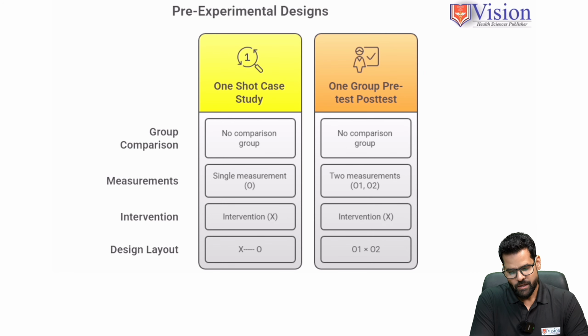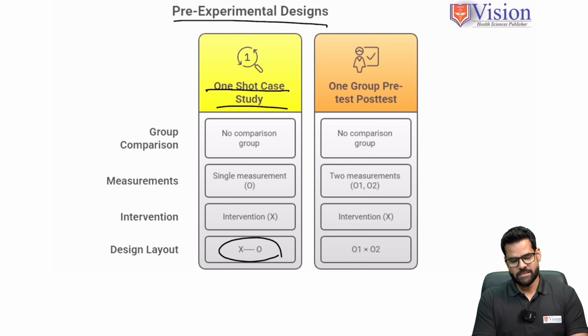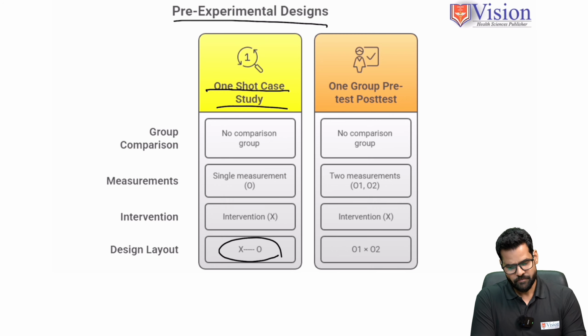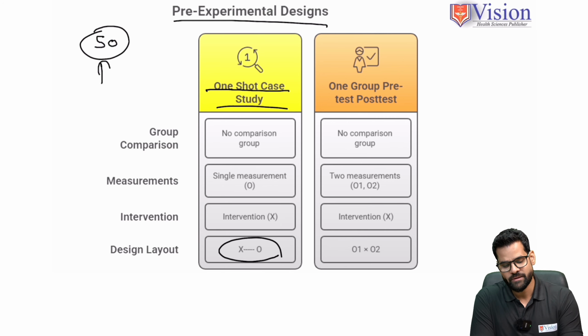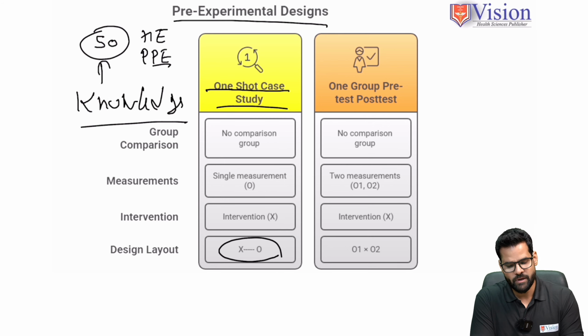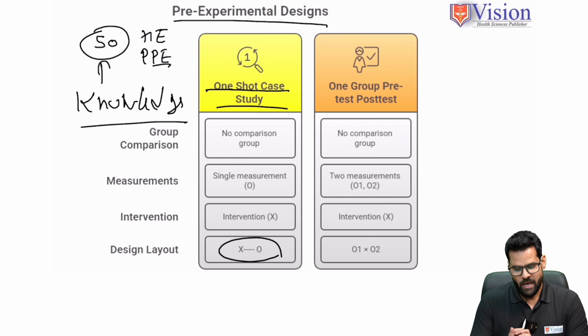In that we'll talk about the two basic designs here. One is the one-shot case study design. If you look at this layout, what we do is select a group and provide the intervention. Let's understand with an example. Suppose you have taken a group of 50 students, and you have given them, let's say, health education on a particular topic, say PPE, and after that you assess their knowledge and see how the knowledge has increased.